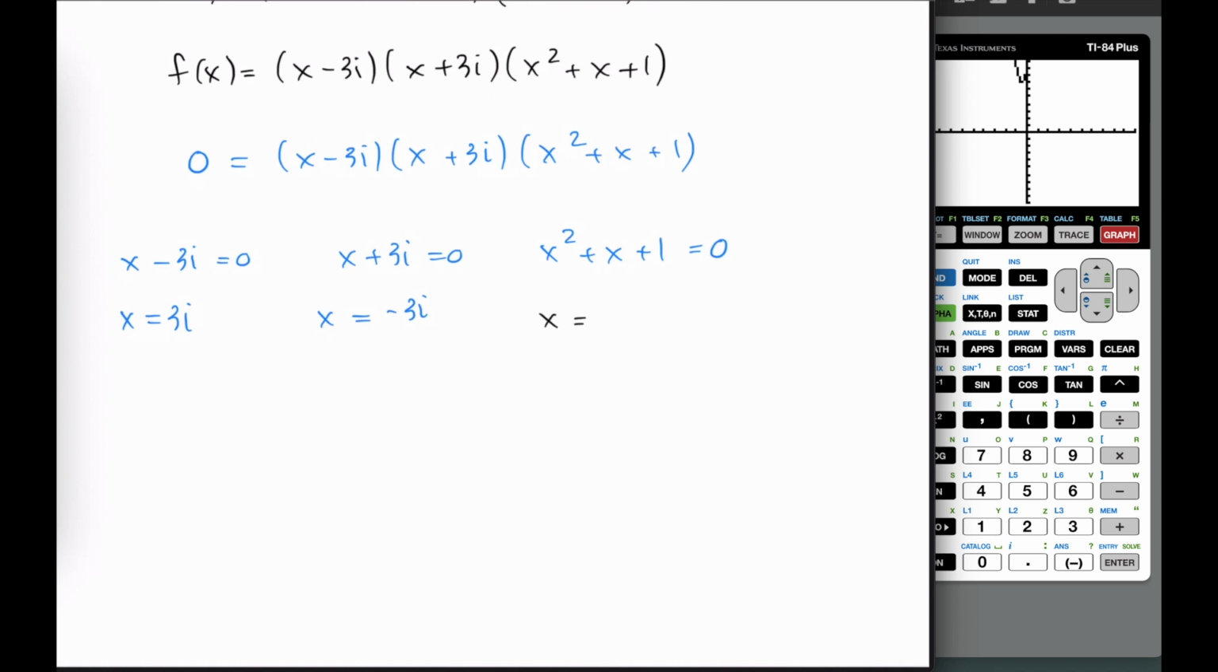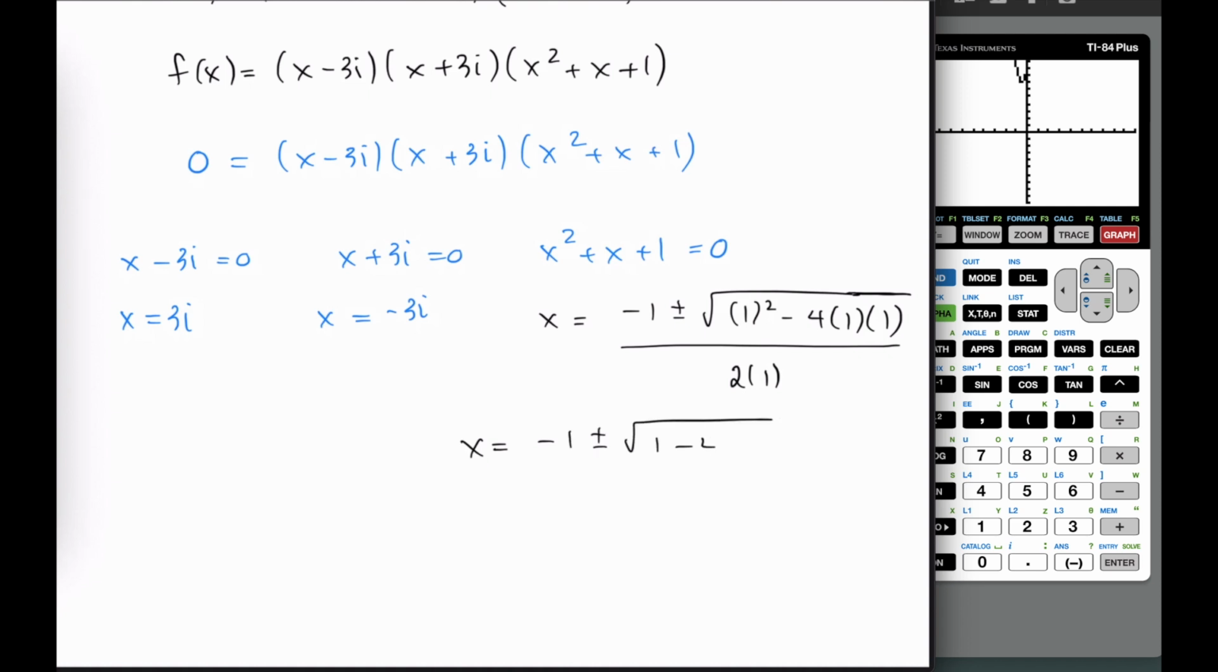So we have x is equal to the opposite of b plus or minus the square root of b squared minus 4 times a times c all over 2 times a, which gives us the opposite of b plus or minus the square root of 1 minus 4 under the radical all over 2, which yields negative 1 plus or minus the square root of negative 3 all over 2. And when we pull the negative out from under the radical, we get negative 1 plus or minus i square root of 3 all over 2.